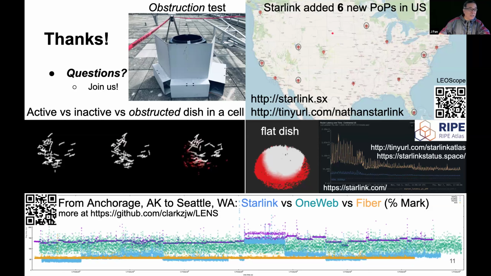One way to do that is they add more ground infrastructure. So in this case, this year, they added 6 more POPs in addition to the previous 7. So now they have a total of 13 POPs in the US, which means the user can reach internet content in a much faster way.